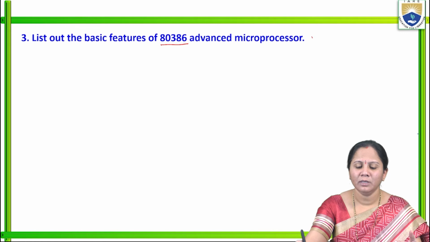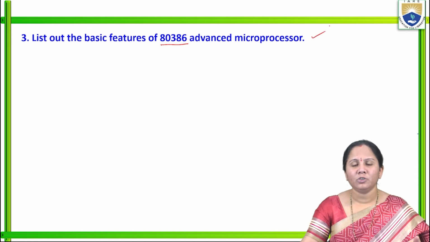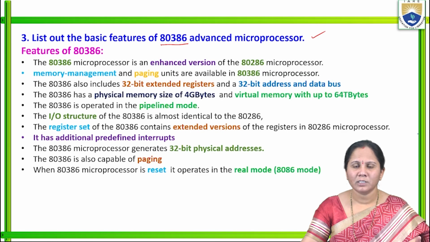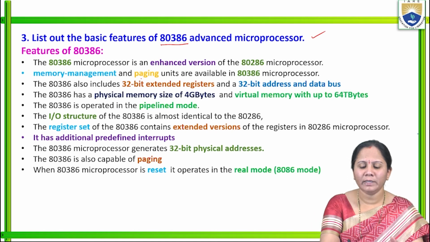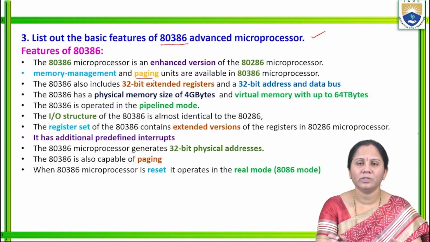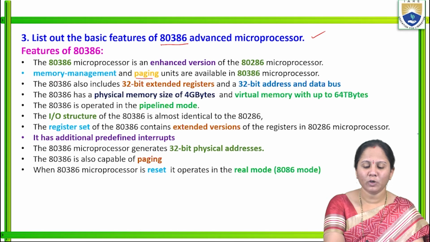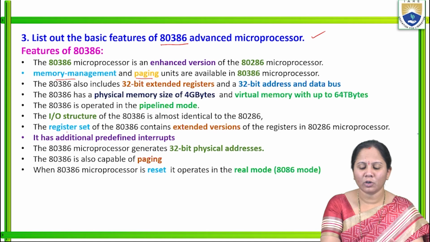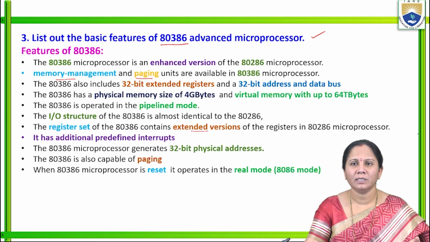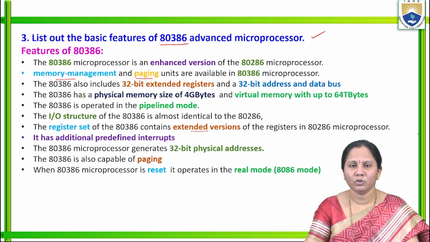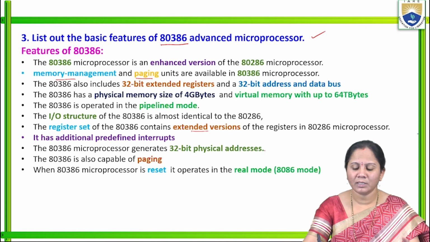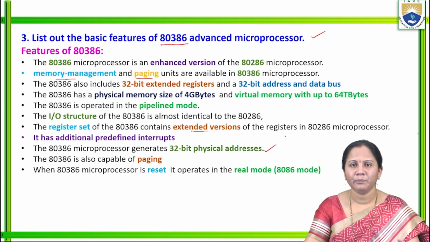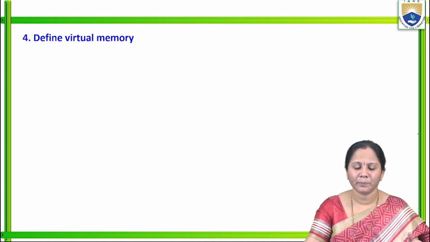In this question, basic features of the 80386 microprocessor are asked. Similarly, we have to write that this 80386 is having 2 units, which are called the paging unit and segmentation unit. Because of that, memory management can be achieved. And all the registers that are available in 80386 are extended registers because they are 32-bit in size. That is why physical address generation will be 32-bit. So all these are different features.